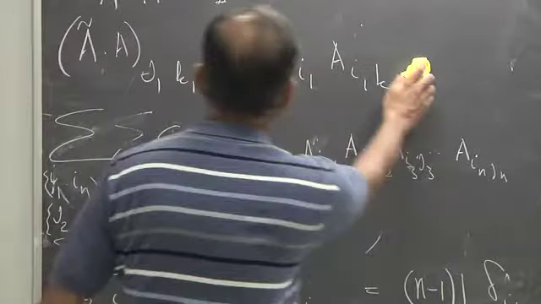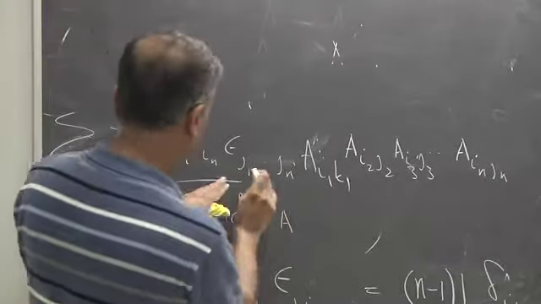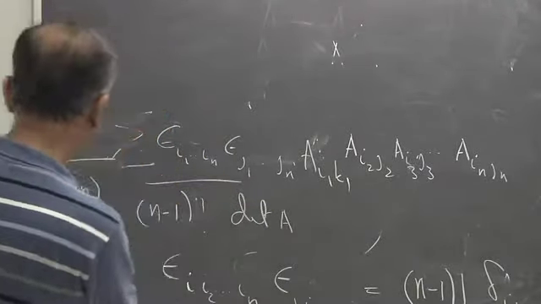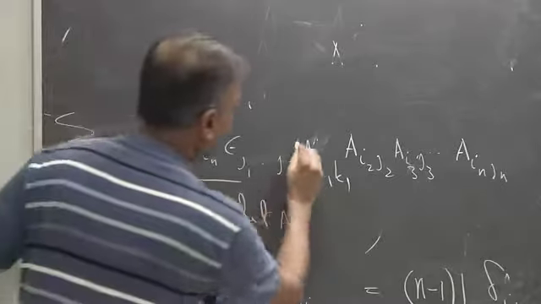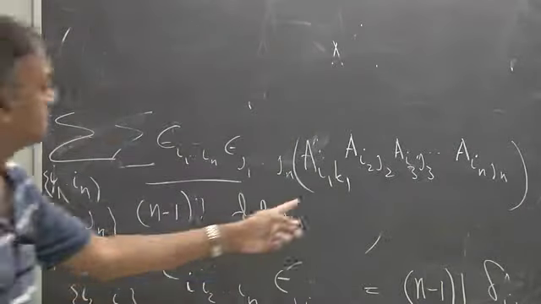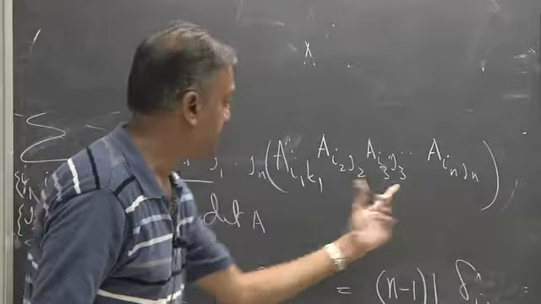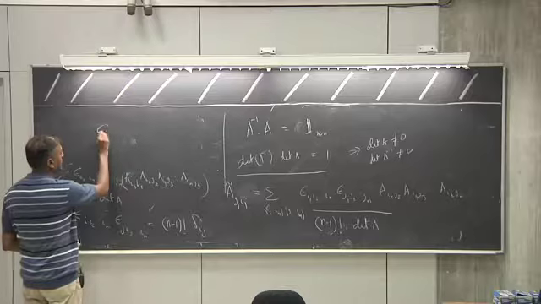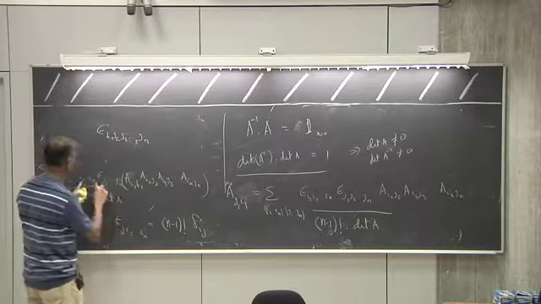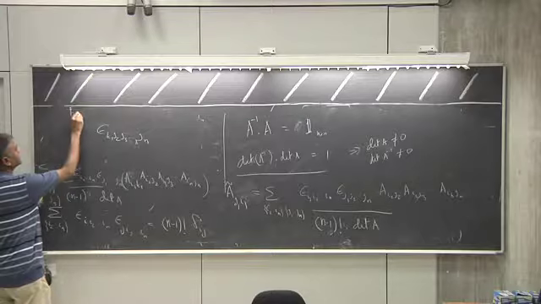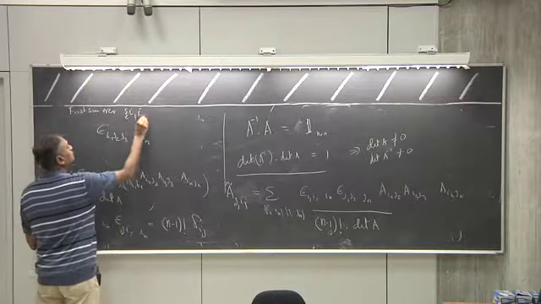Let me not erase this part because I need this formula. Now look at this term here. Remember all the i's are summed over. Keep the j's separate and look at this term. This is going to be totally antisymmetric in the free indices k1, j2, j3, up to jn, so it is proportional to epsilon k1, j2, j3 up to jn. So first sum over all the i's, i1, i2 up to iN.